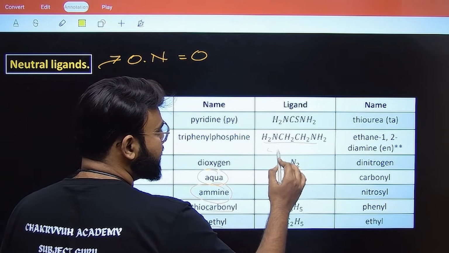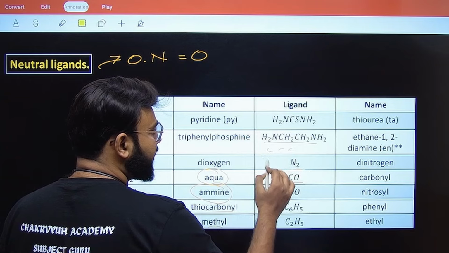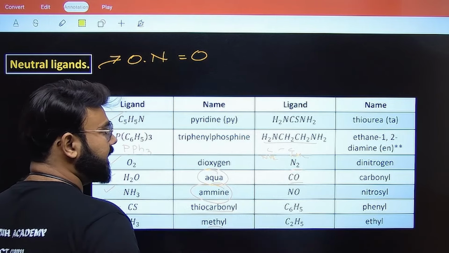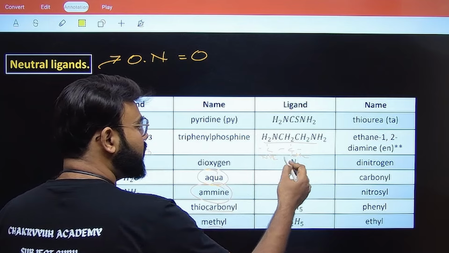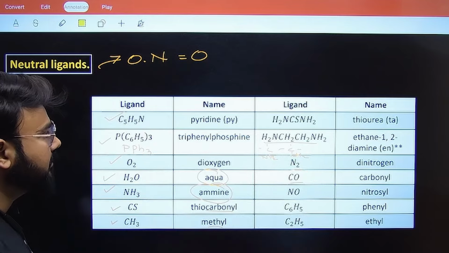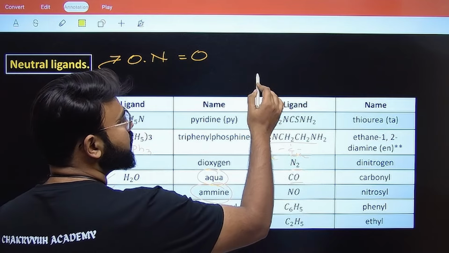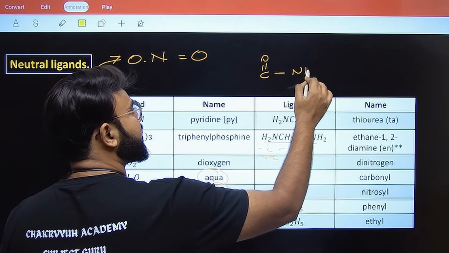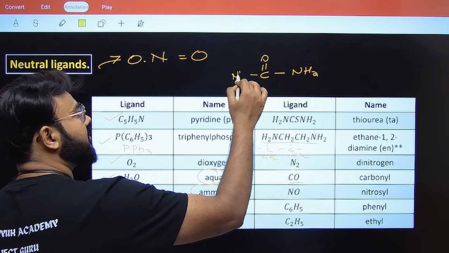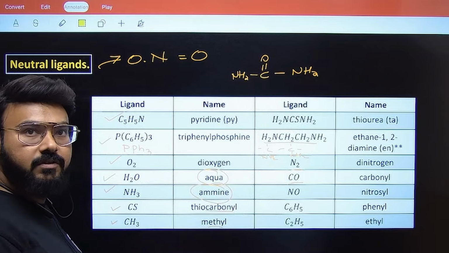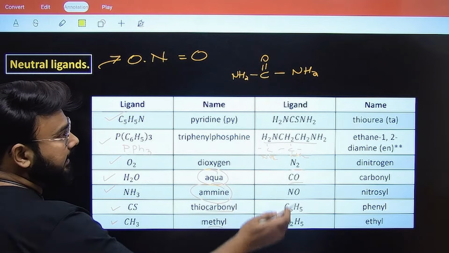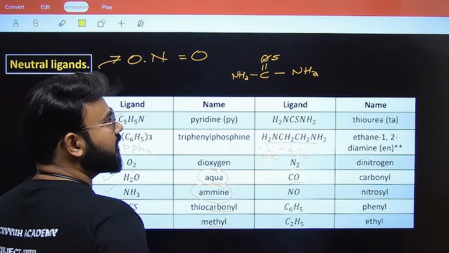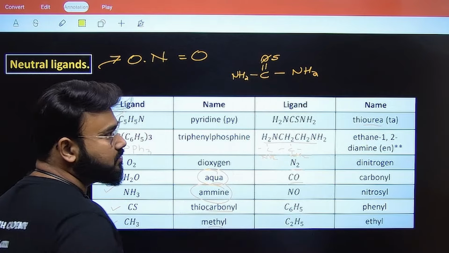Here you have two carbons and they each have NH2 groups. So this is ethane-1,2-diamine. Then you have urea. You know the urea formula? Urea is NH2CONH2. Now remember, if you replace the oxygen with sulfur, then urea becomes thiourea.